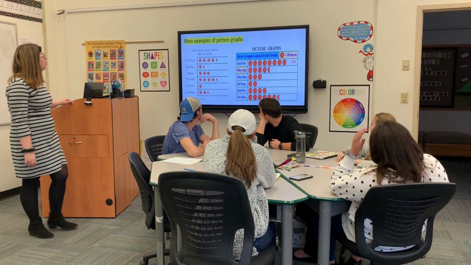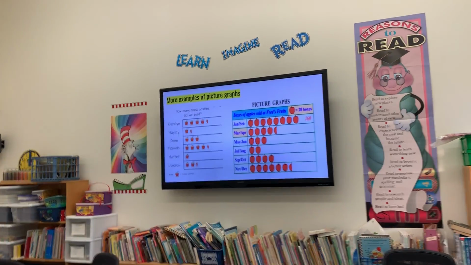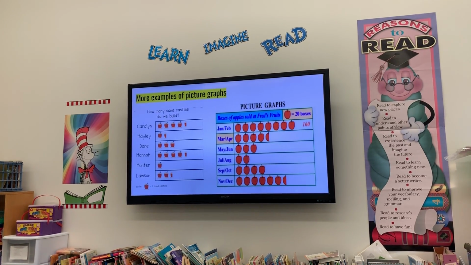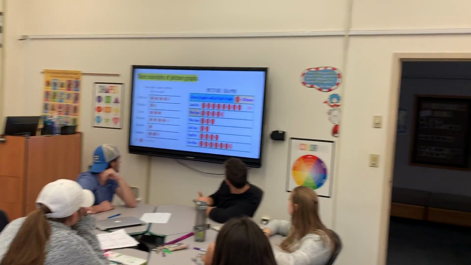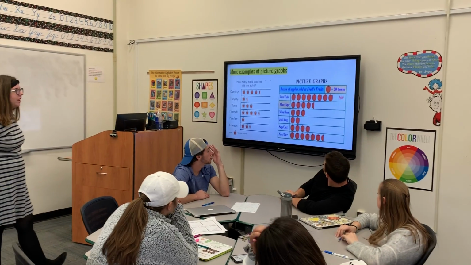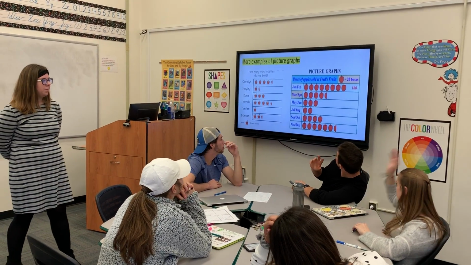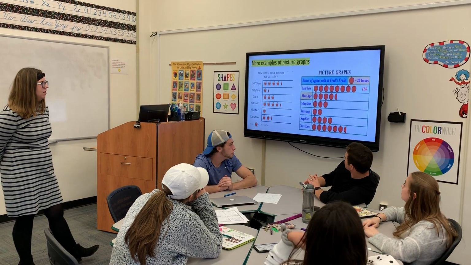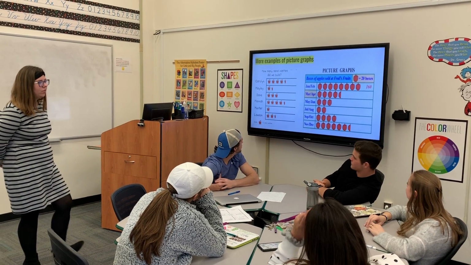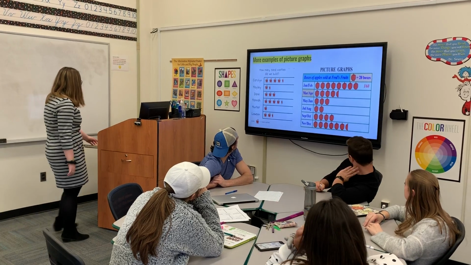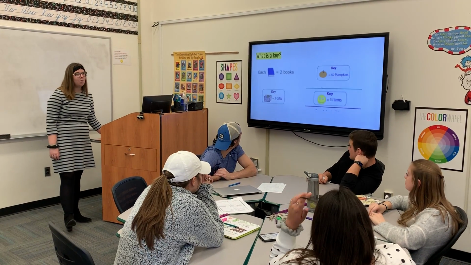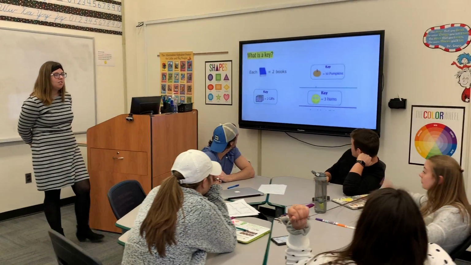So I have a few more examples. On the left, what are they representing? Lachlan? Sandcastles. Right. And then on the right, what are they showing? Cody? Boxes of apples sold at Fred's Fruits. Good job, everybody.